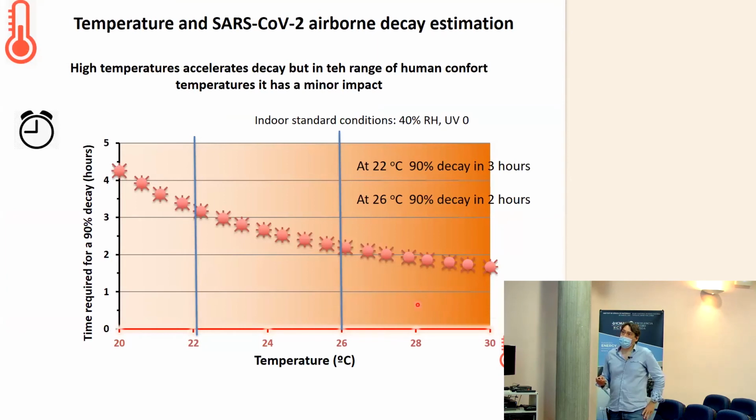Let's see what happens with the temperature. The temperature has a low effect in the range of the temperatures in which we live. Okay, if we compare, for example, 22 degrees Celsius or 26 degrees Celsius, which are temperatures that you can find indoors, but not very far from that, you see that at 22 degrees Celsius, you have a decay in 3 hours, while at 26, you have a decay in 2 hours. So at least for this range of temperatures, it's not a very important parameter.